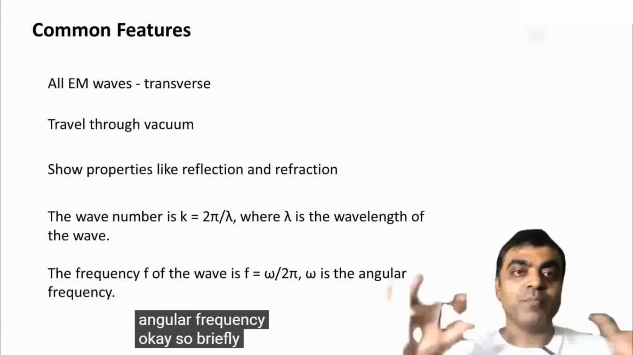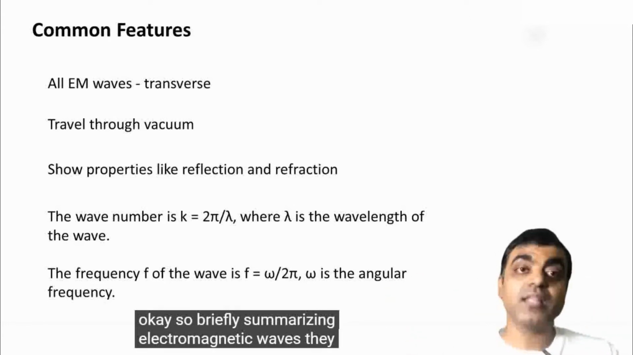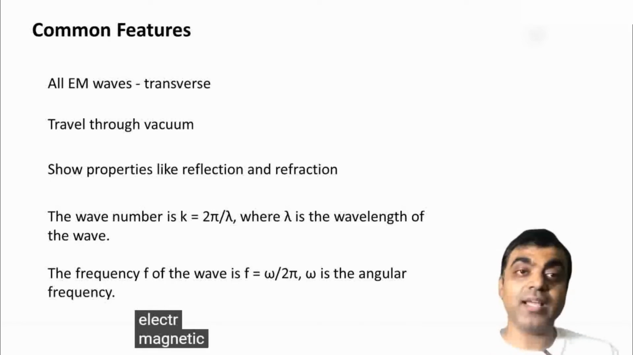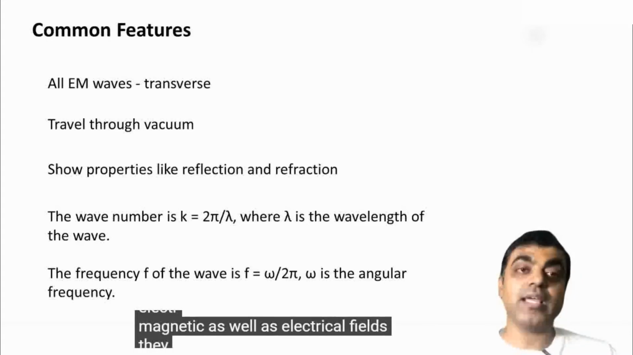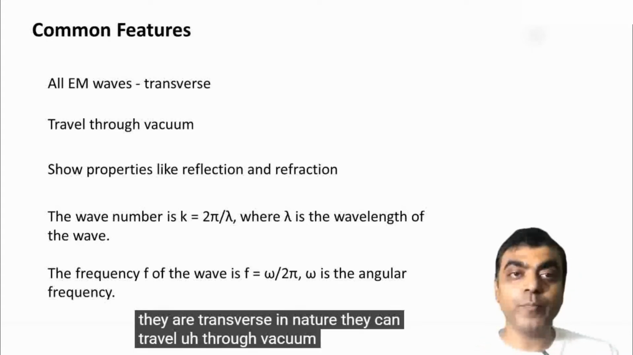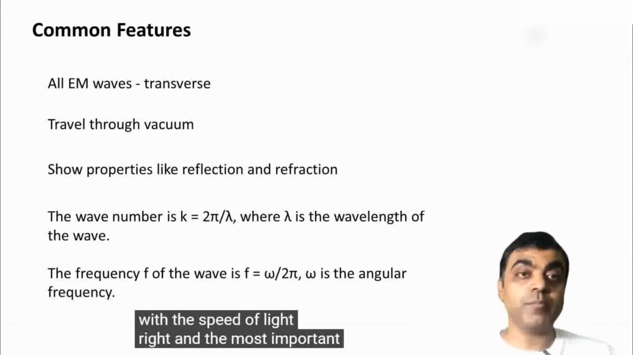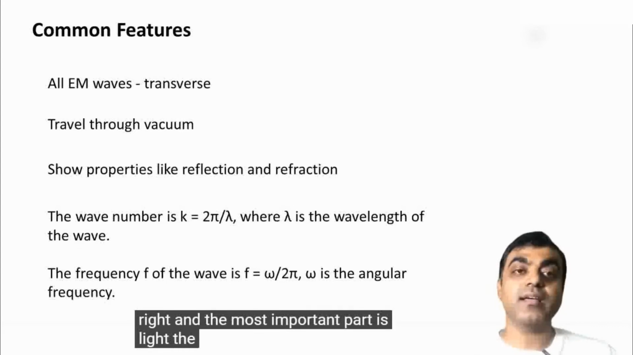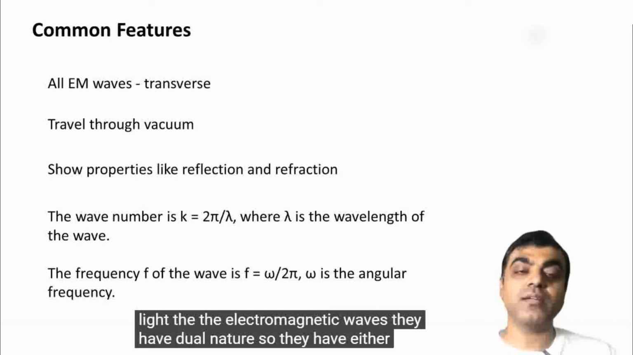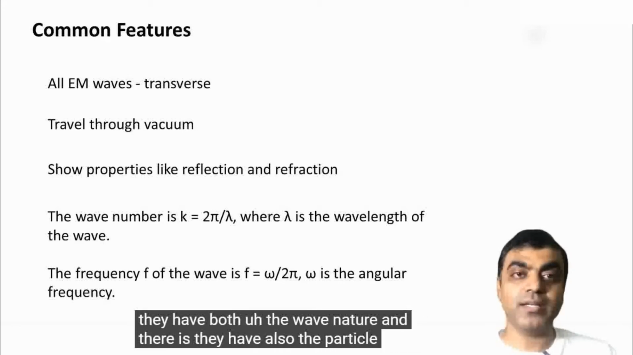Briefly summarizing, electromagnetic waves comprise magnetic as well as electric fields. They are transverse in nature. They can travel through vacuum. They travel with the speed of light. And the most important part is that electromagnetic waves have a dual nature: they have both wave nature and particle nature.